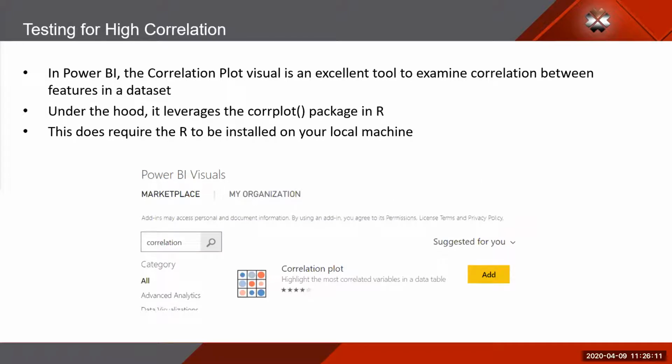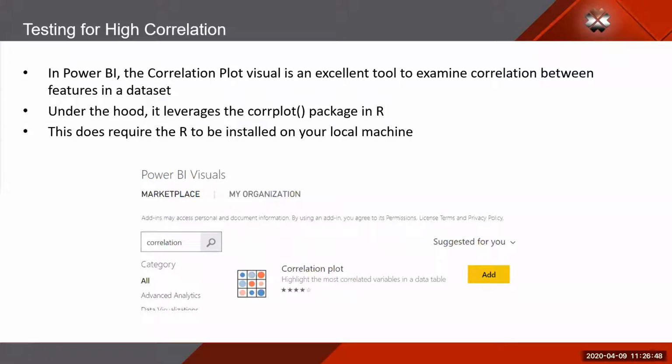We'll go over this in real time in the demo, but there's a simple way to test for correlation within Power BI. You can import the correlation plot visual that's free to download in the marketplace. This does require that R is installed on your local machine. I believe it's R version 3.4 or higher, I can't remember exactly, but you'll have to have that installed to make that work.